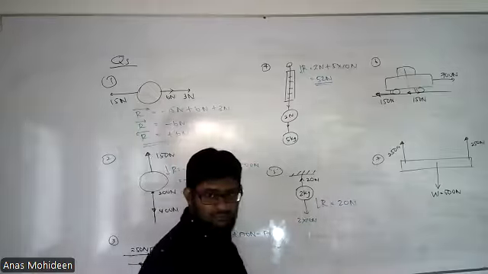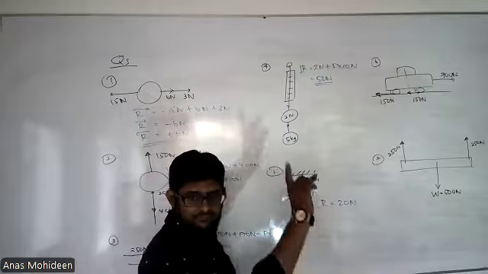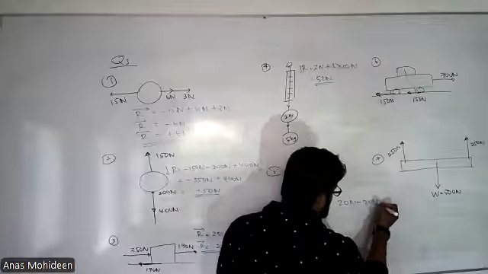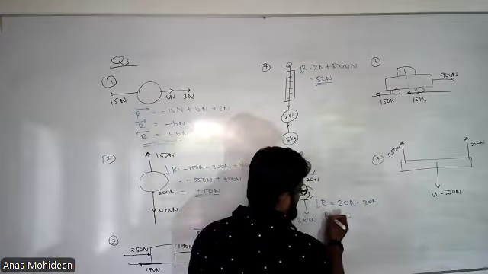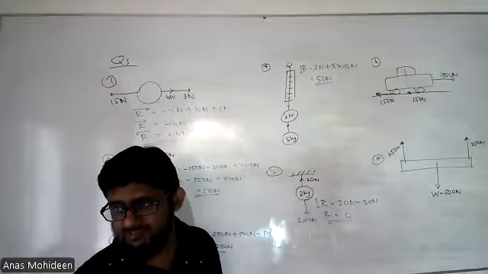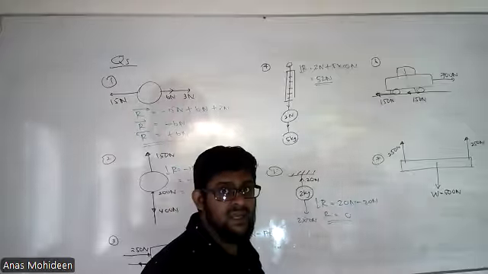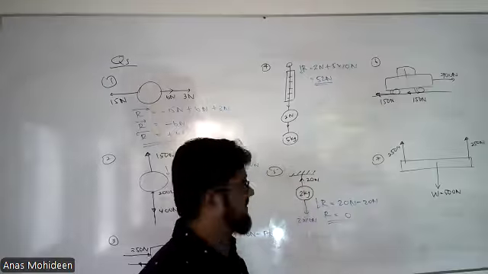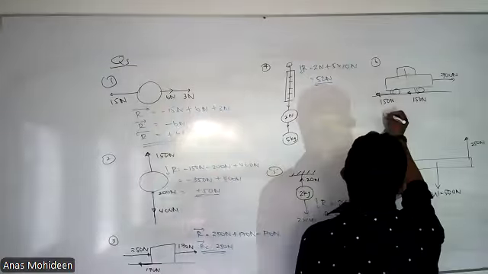20 downward plus 20 upward minus 20. So what is the answer? 0. So resultant 0 means, is the object moving? It is at rest. It is balanced. Okay, the resultant is 0 here. How about this?